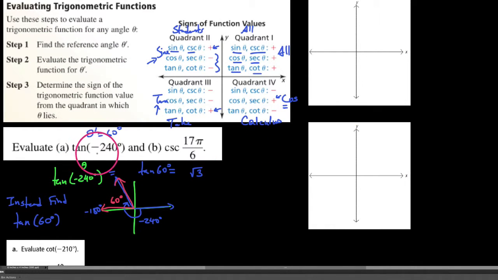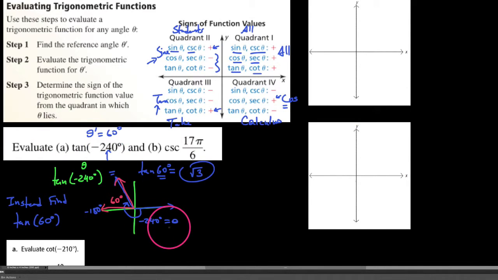So what I want to point out here is this. Step 1 was find the reference angle. Okay, we sketched it, we found a reference angle, and we decided to use the reference angle instead. Then step 2 was we evaluated the tangent at that reference angle, which we were able to do. So step 3 just says determine the sign of the trig function value from the quadrant in which theta lies. So when we're discussing theta, we're talking about the initial angle here.